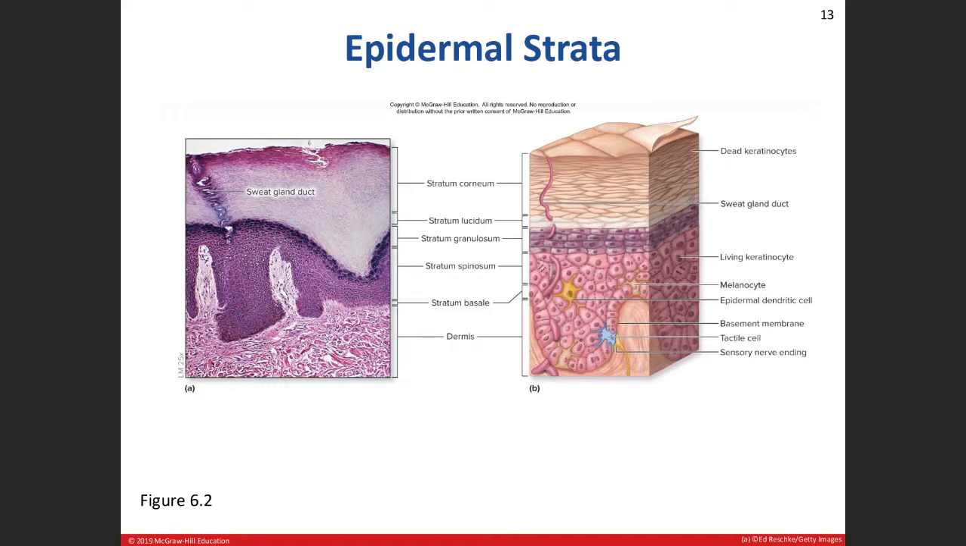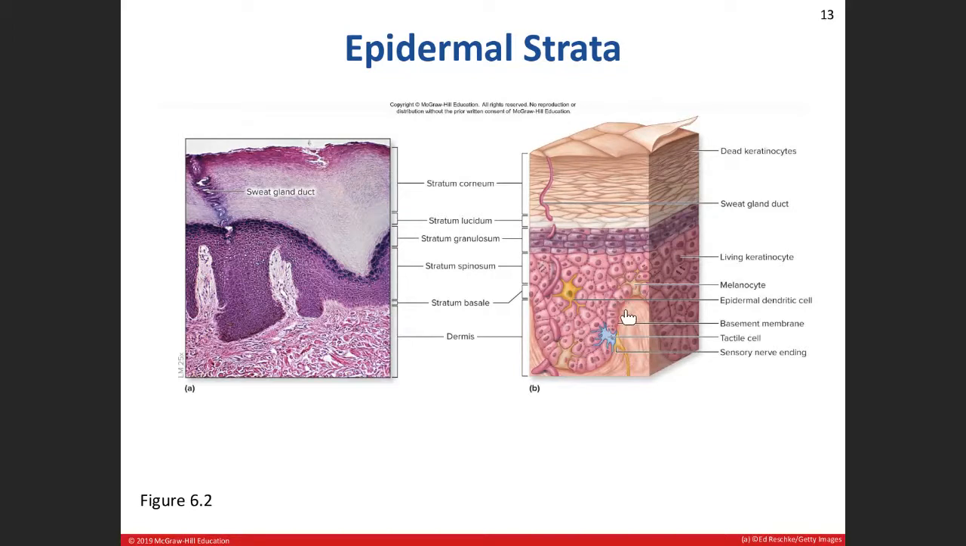When we're talking about stratified epithelium, if we look here at our picture, this is the epithelium, this is the epidermis. Now look at the cells here. See this first layer right here? That's the stratum basale. What shape are the cells there?